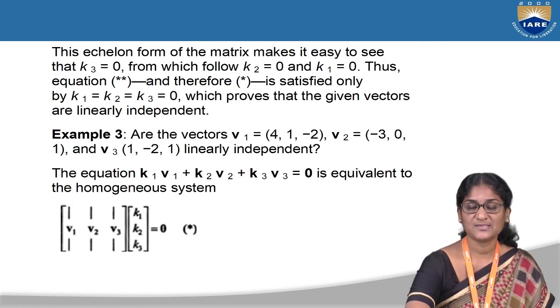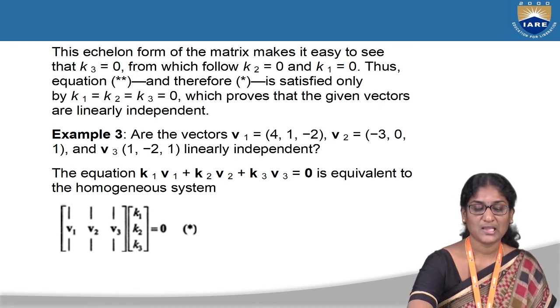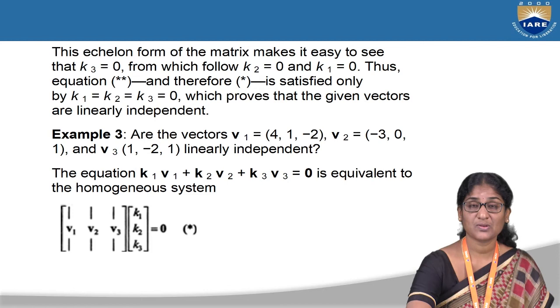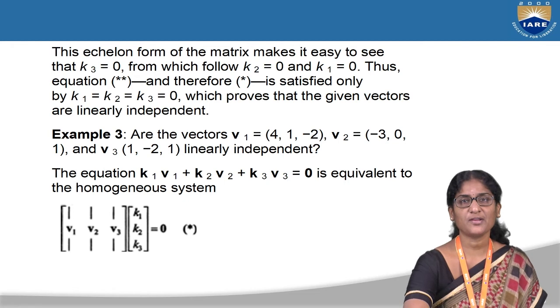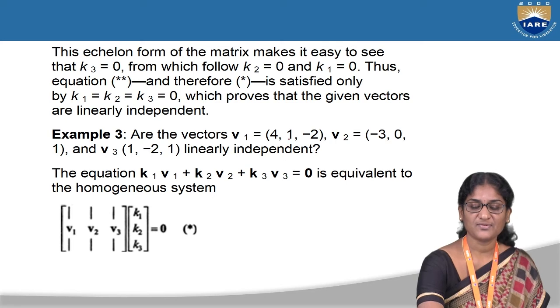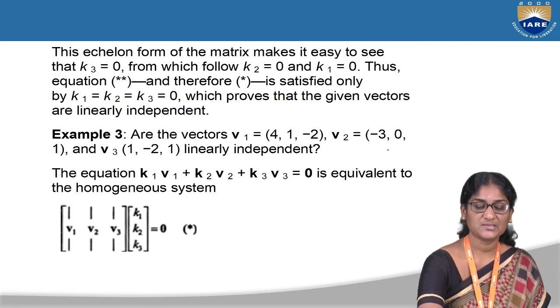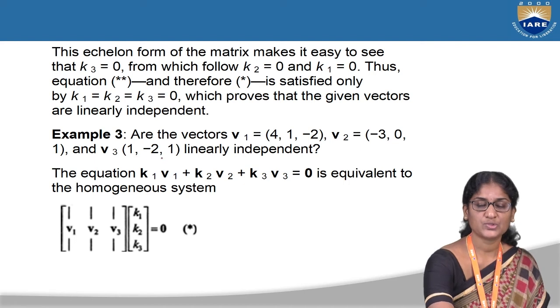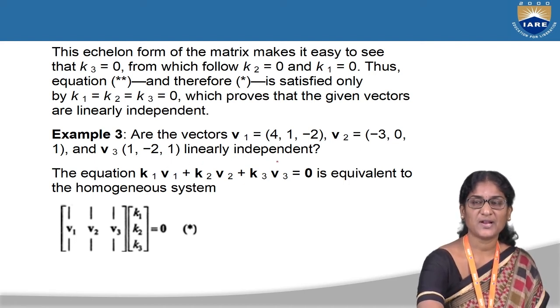So if the rank is equal to the number of the vectors that we are taking, then they are linearly independent. So we can follow that procedure of checking whether it is linearly dependent or independent. And next, if it is possible, we can go for the determinant method also, right? Are the vectors v1 = (4, 1, -2), v2 = (-3, 0, 1), v3 = (1, -2, 1) linearly dependent or independent?